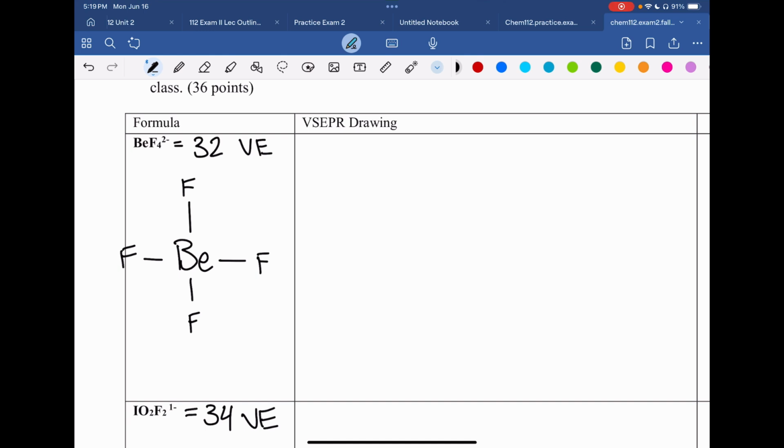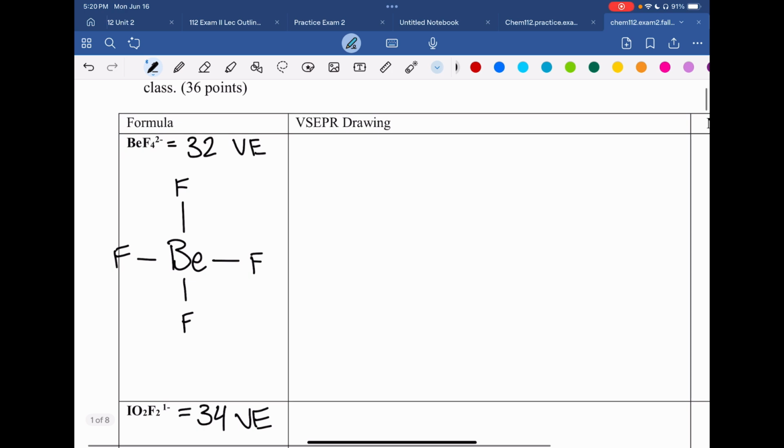Okay, I need 32. I can't have less and I can't have more. I currently have 2, 4, 6, 8. You're going to start by putting dots on the outside atoms first, and once they're all filled up, put the rest on the central atom. That's how this works. So I have 8, right? Here comes 10, 12, 14, 16, 18, 20, 22, 24, 26, 28, 30, 32.